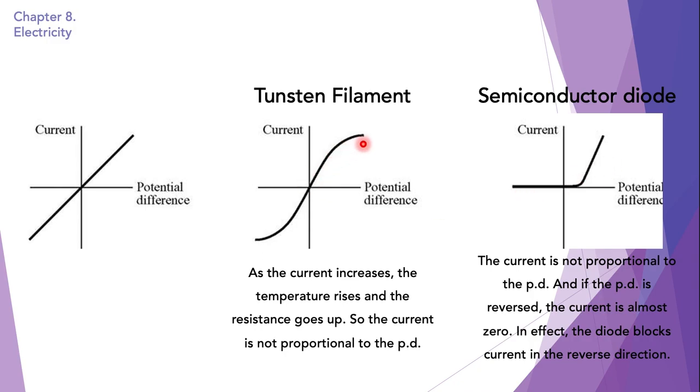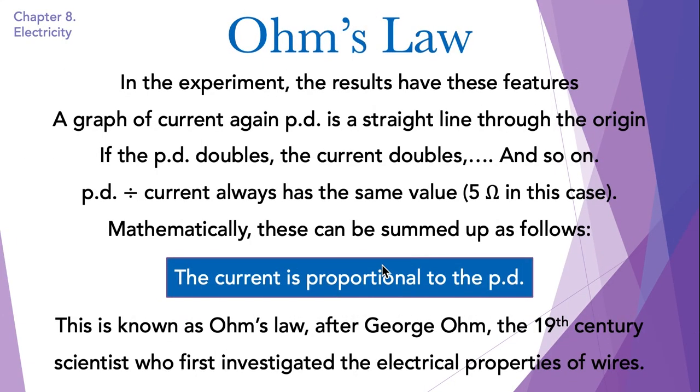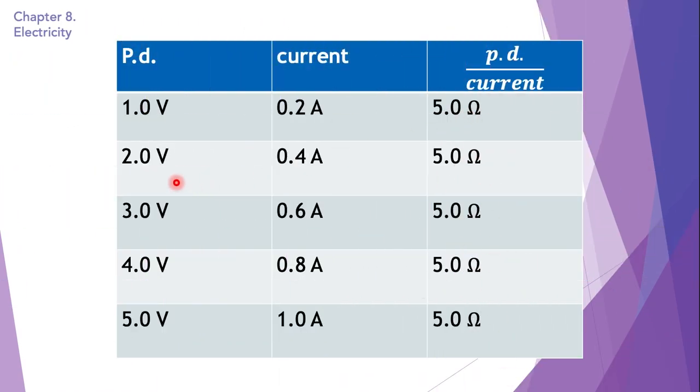In the tungsten filament you can see here, this has a 0 over here, no negative values. As the current increases in this diagram, the temperature rises and the resistance goes up. So the current again is not proportional to the potential difference, because firstly the temperature is varying and the resistance is also varying. What Ohm's law says is that the current is proportional to the potential difference and the resistance would remain the same, like in this case.